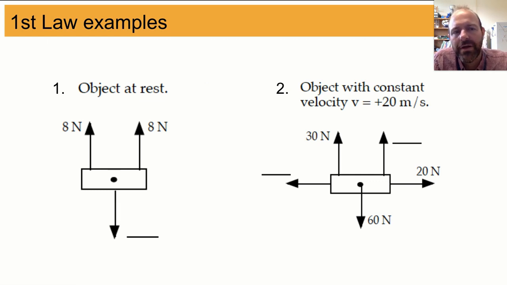So let's take a couple of examples here. If we're looking at the first law, an object is at rest. Any upward force must be balanced by a downward force. Those two 8 Newton forces opposed by a single 16 Newton force. If it's moving at a constant velocity, the net force is also 0. So 20 newtons to the right needs 20 newtons to the left. 60 newtons down needs 60 newtons up.